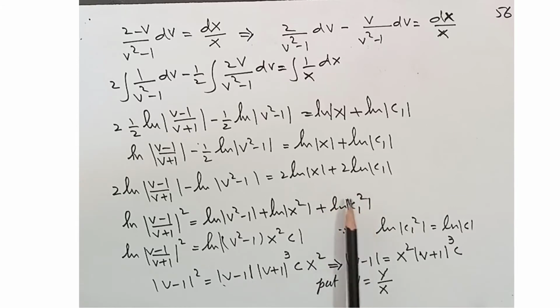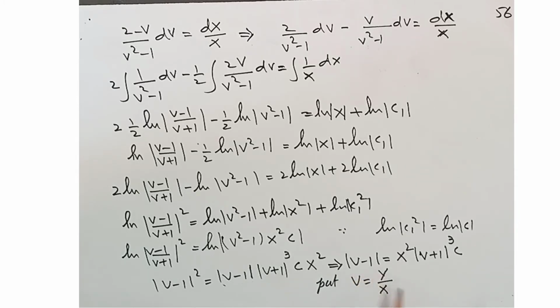So in place of it we put log of c, and again by the property of log, the terms multiply: log of v square minus 1 equals x square into c. The log will cancel, and we have v minus 1 square over v plus 1 square, times v minus 1 into v plus 1, equals c x square, which implies v minus 1 whole cube equals c x square into v plus 1.